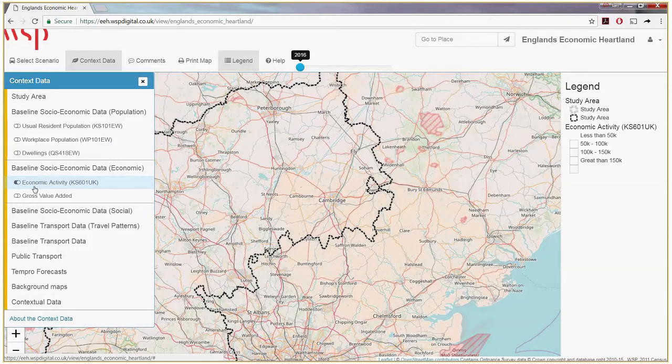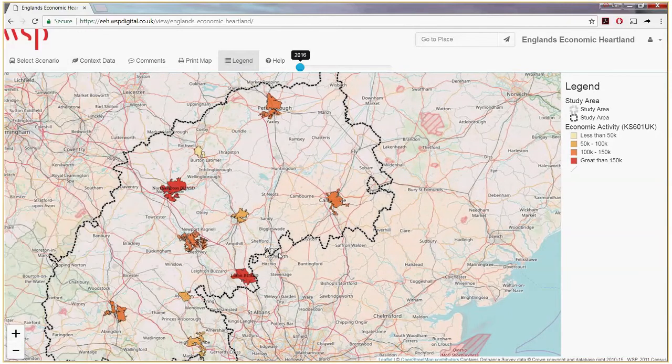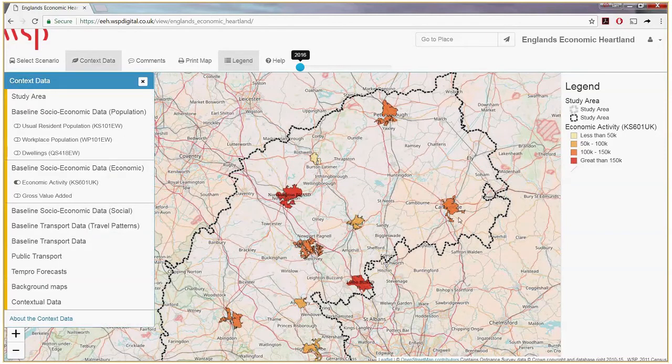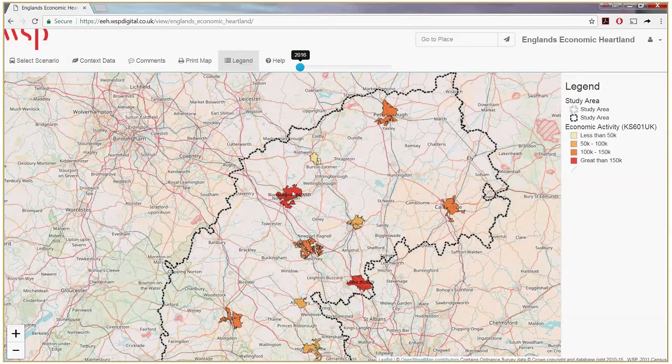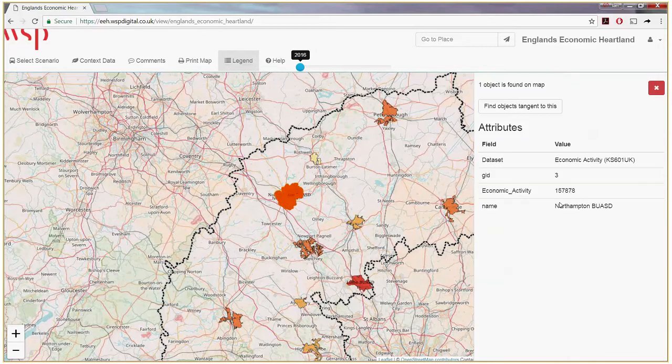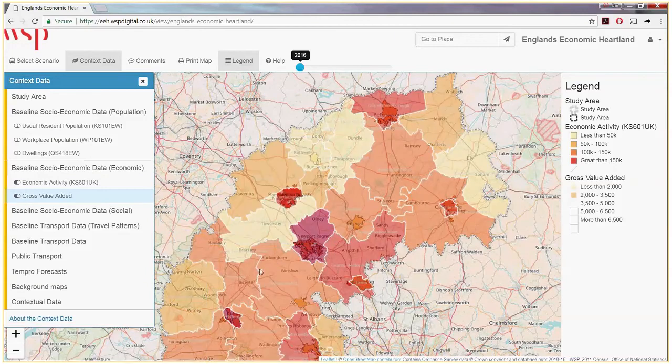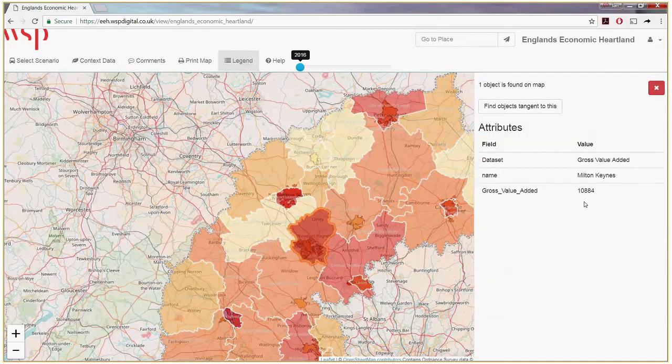So we've picked out the ONS defined urban centres here. These are the continuous urban areas by ONS definition, and this is recording how many workers are available within those urban areas. So we're looking at the potential size of those urban economies, and here's the gross value added for those whole districts, and the largest economic contributor in the region is Milton Keynes, with a gross value added of nearly £11 billion.